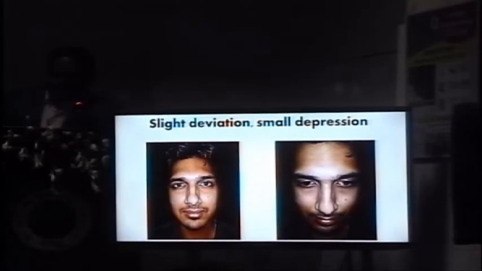Okay, one more case, she is having a minor depression. Again, we can correct it, but we cannot guarantee that you can get a straight nose. And then asymmetrical nostrils. These are the tricky cases, but you can try. It all depends on your skill and your expertise.